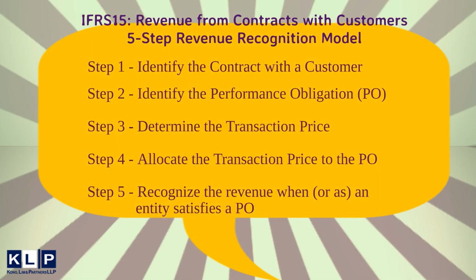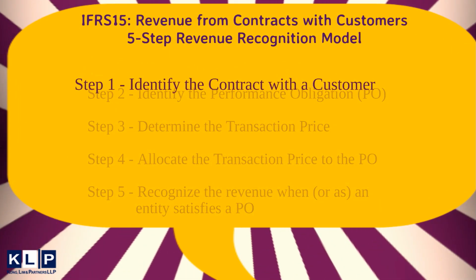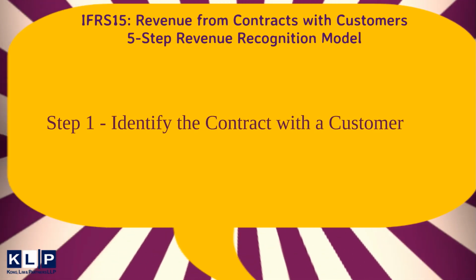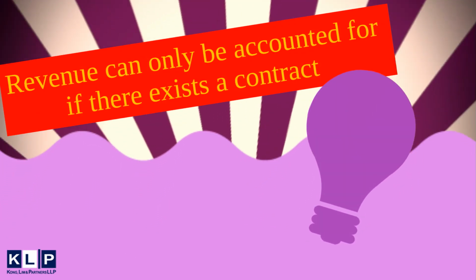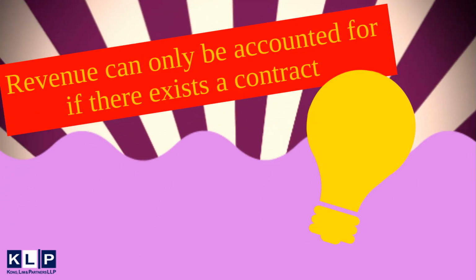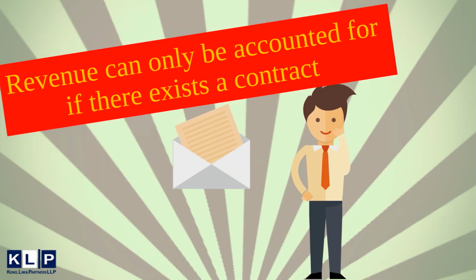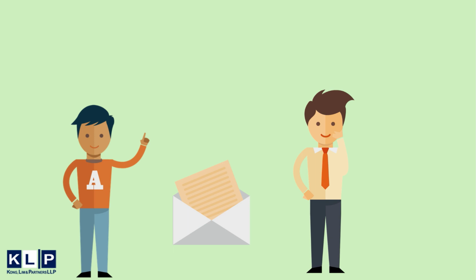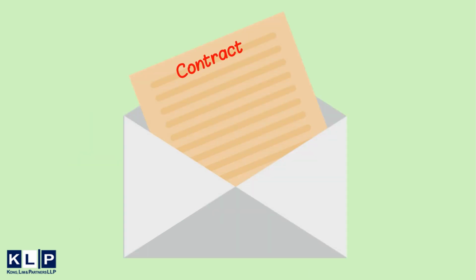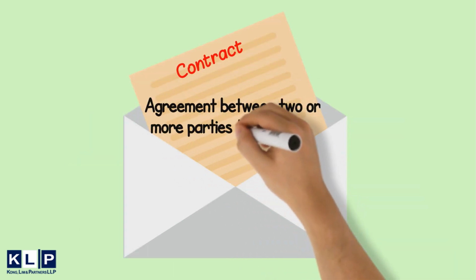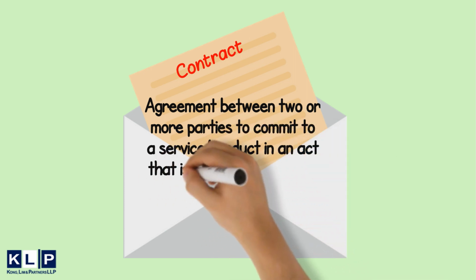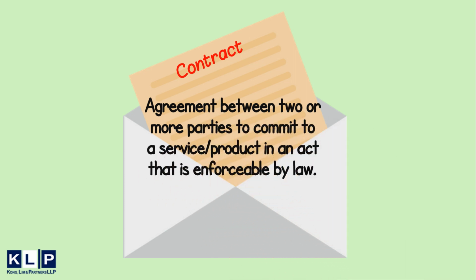In this video, we will go through the first step of that model, which is identifying the contract with the customer. The first thing to deal with when understanding this step is that revenue can only be accounted for if there exists a contract between the entity and the customer. In our overview of IFRS 15 episode, we have gone through the definition of a contract.